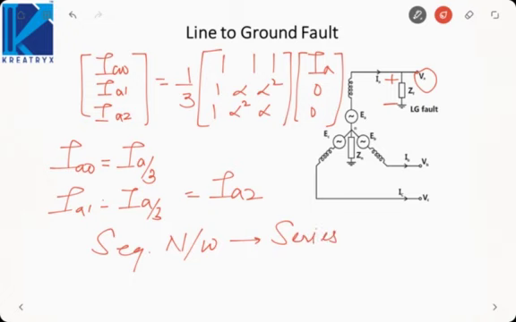Earlier when we were studying sequence networks, I told you we have to design separate sequence networks for positive, negative as well as zero sequence. Now how will those three networks be connected together? They will be connected in series since the current through each network is identical.